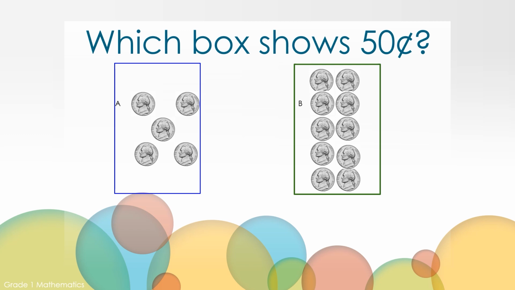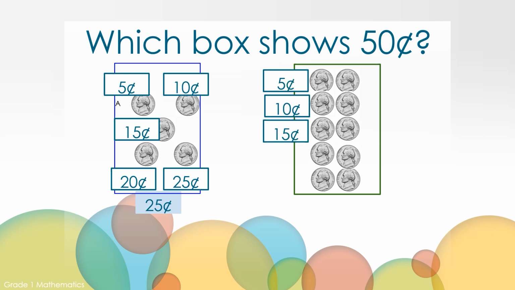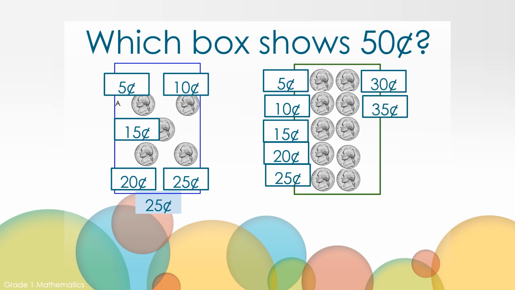Let's find out. How much does A have? Let's count it together. 5 cents, 10 cents, 15 cents, 20 cents, 25 cents. The blue box has 25 cents. Let's count the green box. 5 cents, 10 cents, 15 cents, 20 cents, 25 cents, 30 cents, 35 cents, 40 cents, 45 cents, 50 cents. The green box has 50 cents.